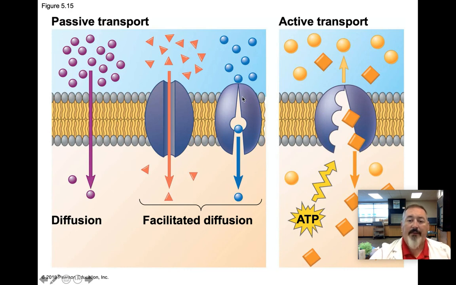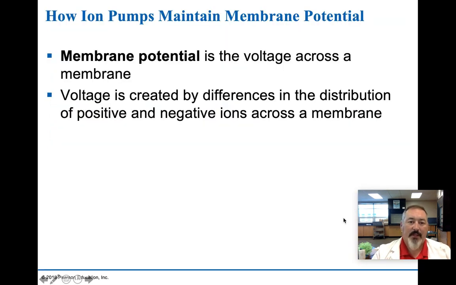And here we have a carrier protein that's going to hinge back and forth, going from higher concentration to lower concentration. This looks a lot like that. But the way it works is that this goes from a low concentration to the higher concentration. It requires energy. That's why it's called active transport.